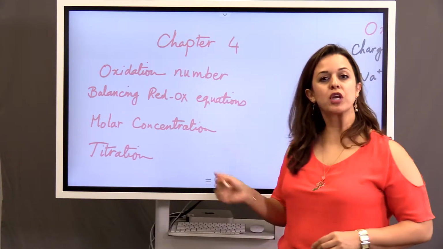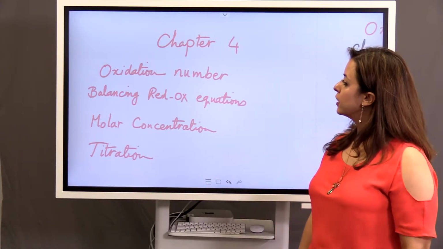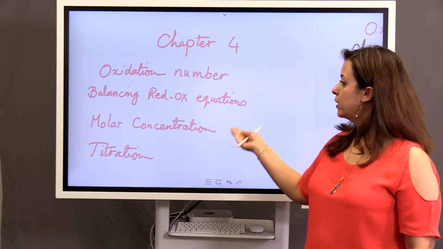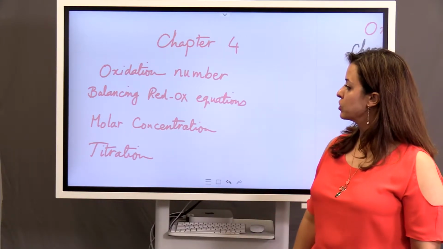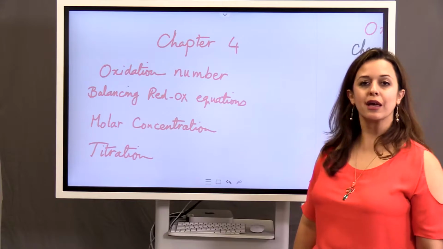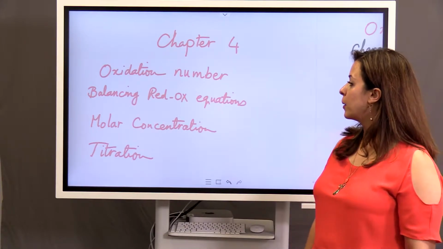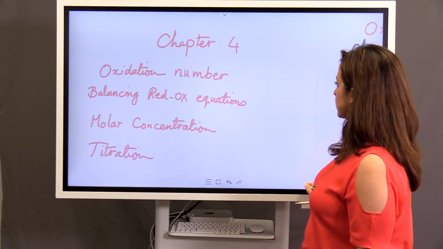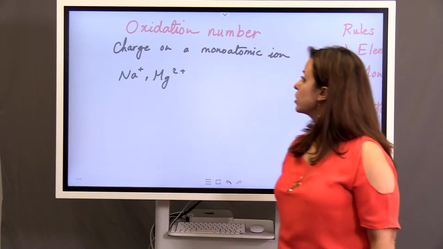Hi, the rest of chapter 4 is over oxidation numbers, balancing redox equations, molar concentrations, and titrations. First, let's start with oxidation numbers.